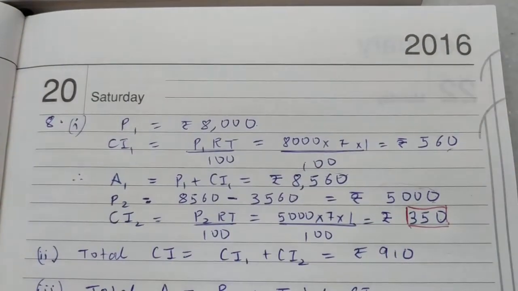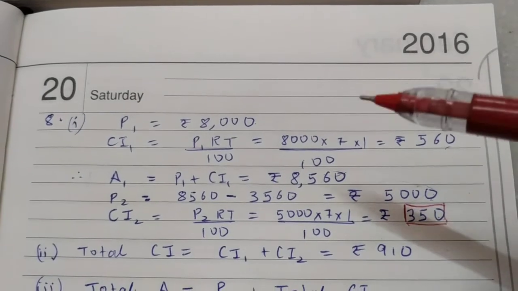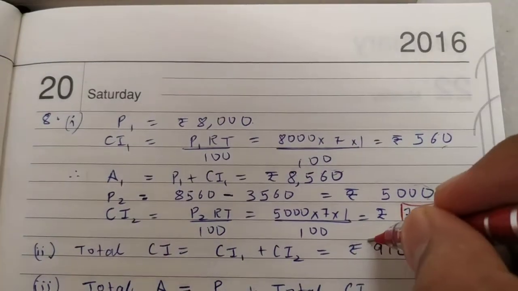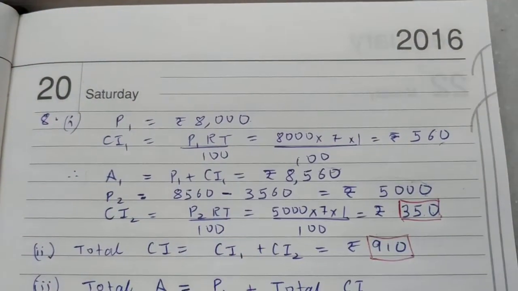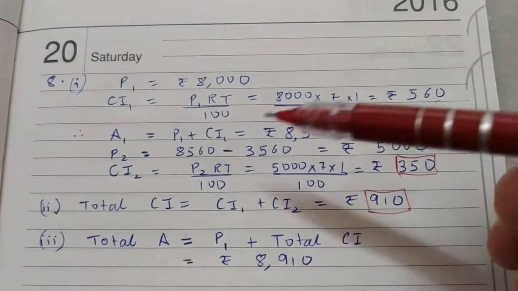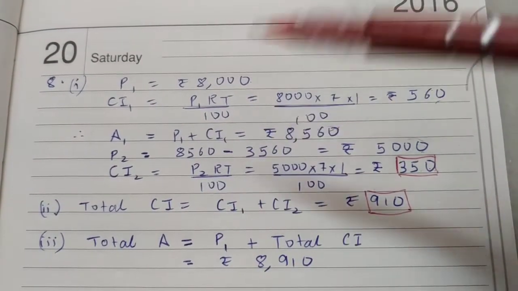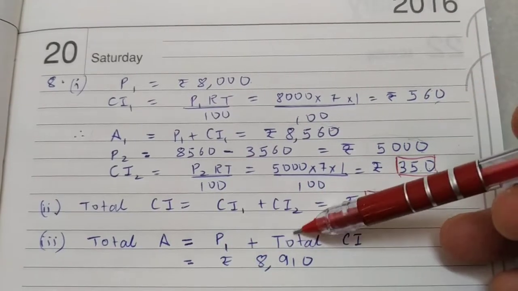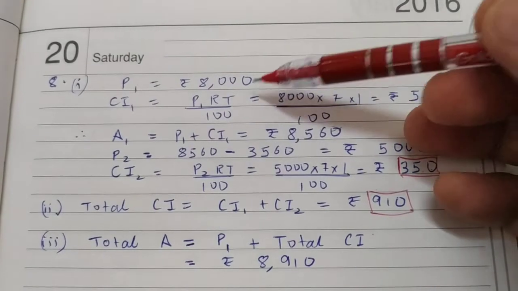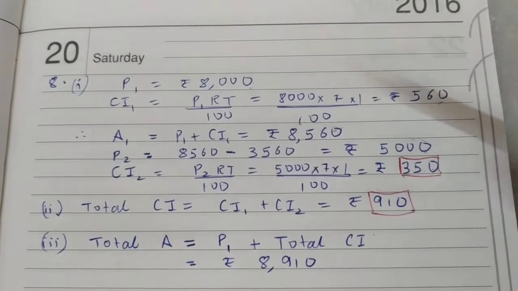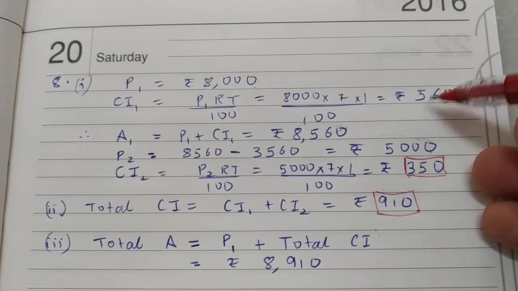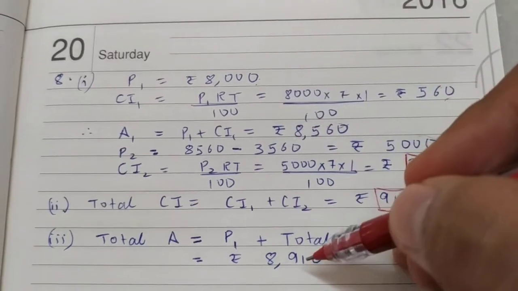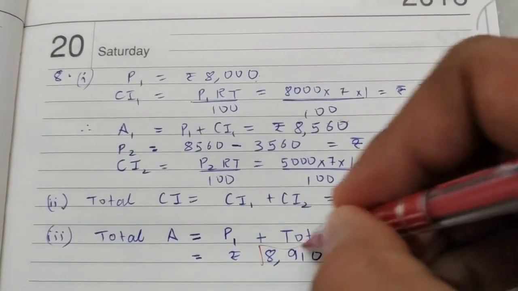Now in Roman number 2, they want the total compound interest paid in 2 years. Obviously that will be CI1 plus CI2. That comes up to 910 rupees. And in Roman number 3, they've asked what is the total amount paid throughout the 2-year period. Well, total amount is always the principal plus the total compound interest. Principal is 8,000, which he'll have to repay. And the total compound interest which he has paid over the course of 2 years is 910. So on addition of these two terms, we get rupees 8,910.